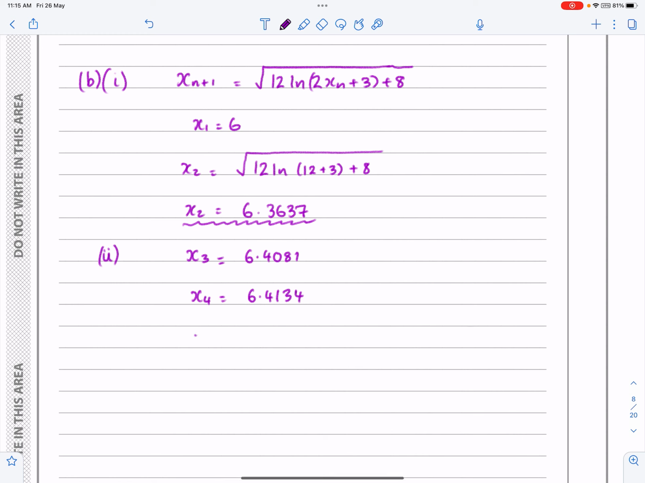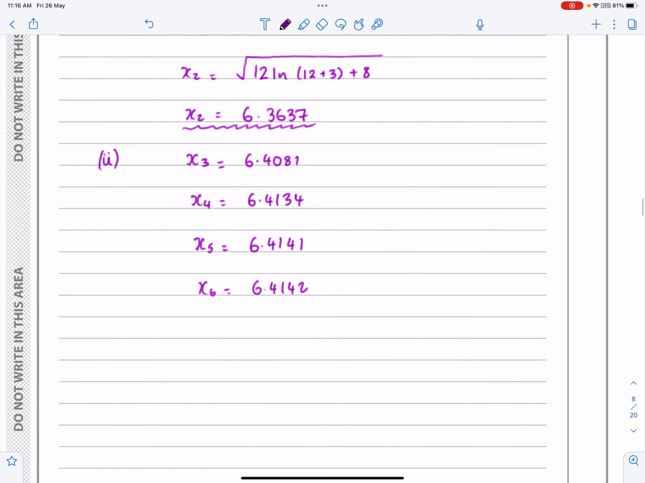So x5, if I put x4 back in, gives me 6.4141. So the change here is getting less and less as I'm getting further on down the iterative process. And then 6.4142 for x6 is the last time that we have any changes happening in this 4th decimal place here.